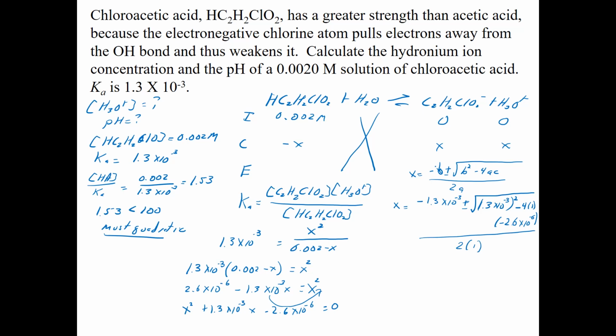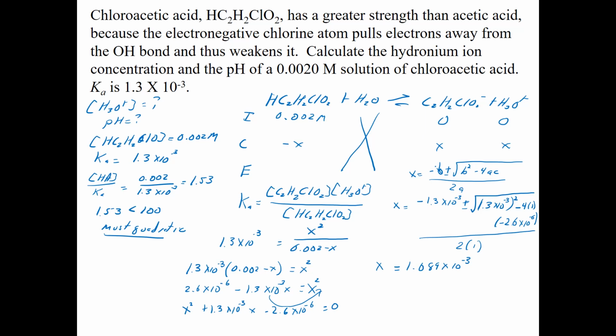Now I will tell you a little secret. Since x can never be a negative term, if this term right here is negative when I put it in here, because it's negative b, and b was positive in this case, so if my first term is negative, it's always going to be the plus. I don't have to worry about going back and doing it with a negative term there. And so when I do the quadratic formula of this, I get x is equal to 1.089 times 10 to the minus 3.